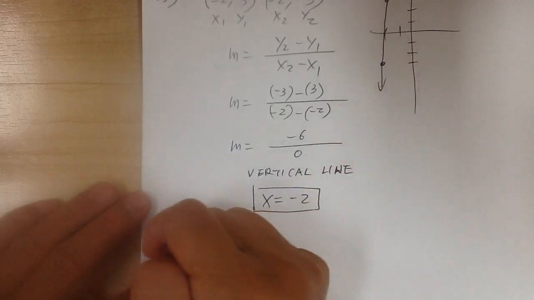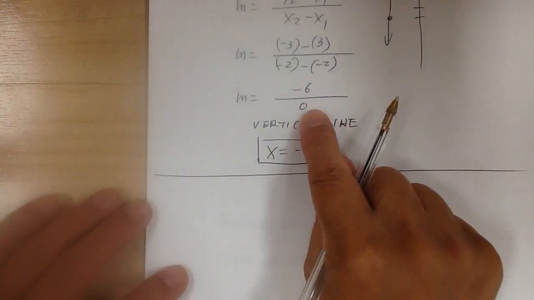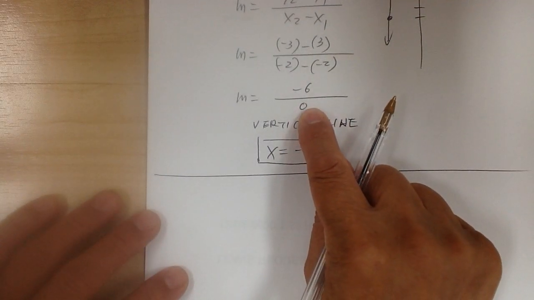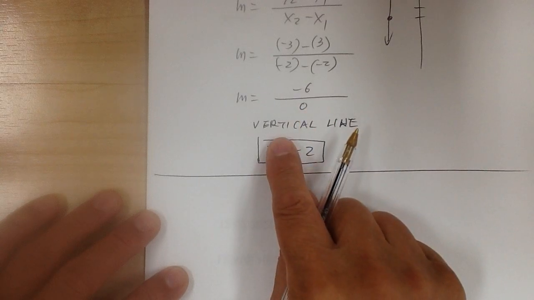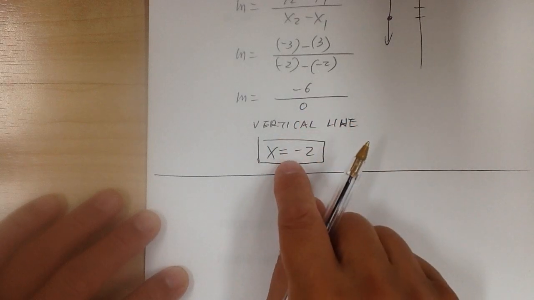Okay? So just remember that again, when your denominator equals 0, it's undefined. The slope is undefined. That means it's a vertical line. If it's a vertical line, you've got x equal to a number.